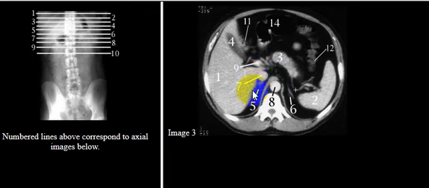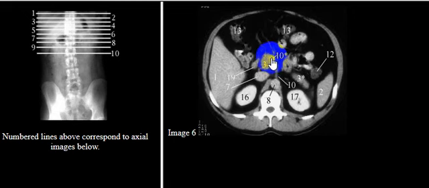aorta, IVC, and the right adrenal gland, and this is the portal vein. The portal vein consists of the formation of the splenic vein with the inferior mesenteric vein, joined to the superior mesenteric vein to form the portal vein. As we see here, sorry, this is the superior mesenteric vein, and this is the superior mesenteric artery.